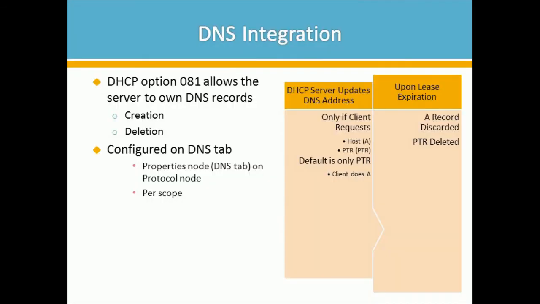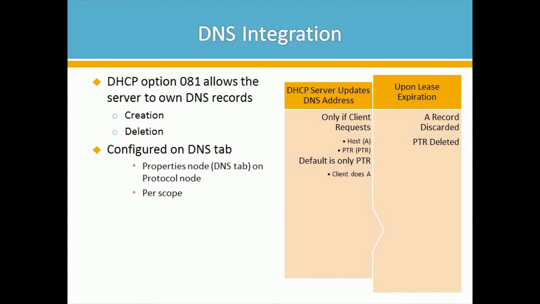DHCP does integrate with DNS. Now, DNS, in its simplest form, is taking a host name and mapping it to an IP address. So if your IP address changes all the time, it's important to have DNS always updated. Now, DNS allows not only the update of host records, but also the pointer records and the reverse lookup records. And again, who updates it? Which records do they update, and when are those records deleted are part of some of the questions.